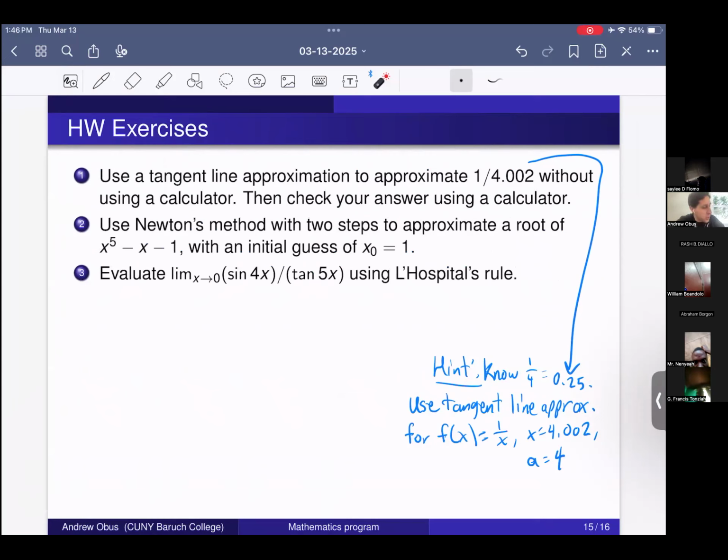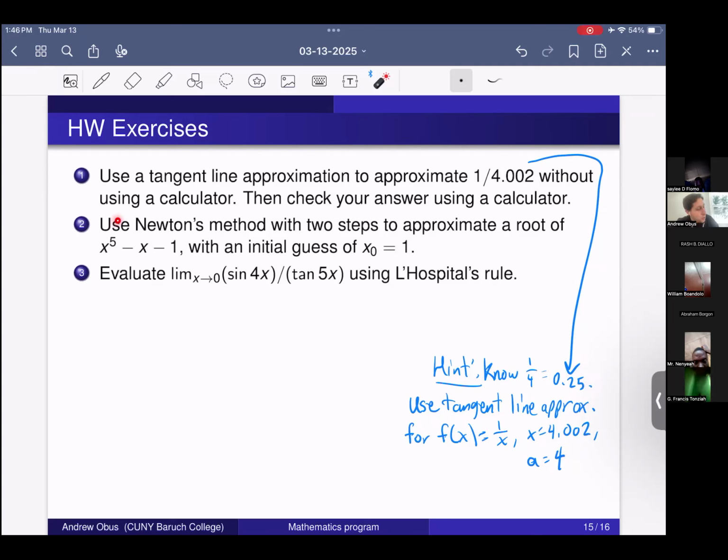So we have a homework exercise for each of these techniques. The first one is use a tangent line approximation to approximate 1 divided by 4.002 without using a calculator. We already gave you the hint: you're going to use the function 1 over x, and you know what that's equal to when you plug in 4, and you want to know what it is equal to when you punch in 4.002. So you'll use the tangent line approximation formula there.